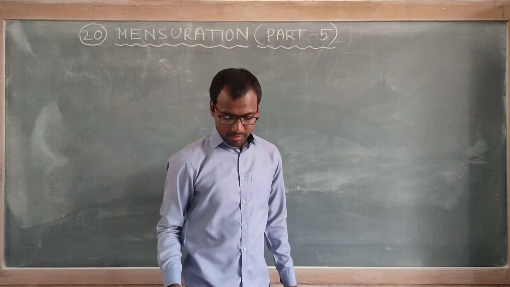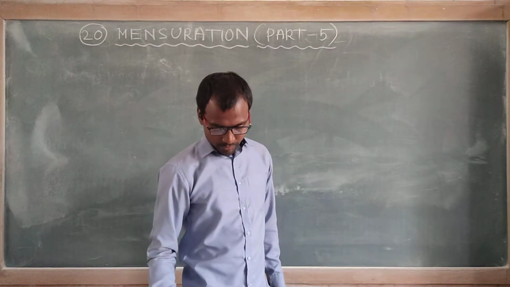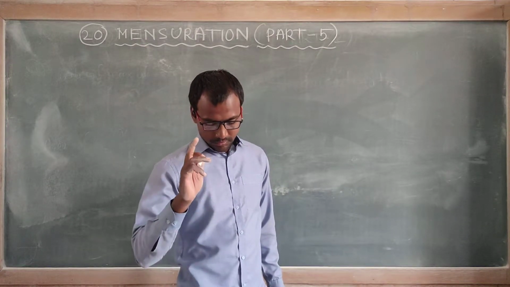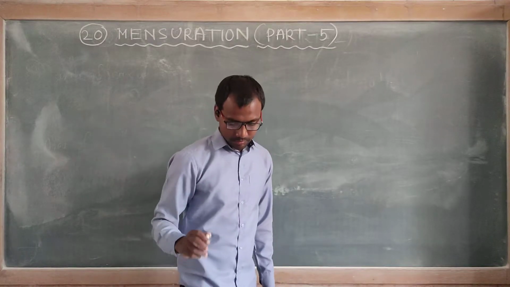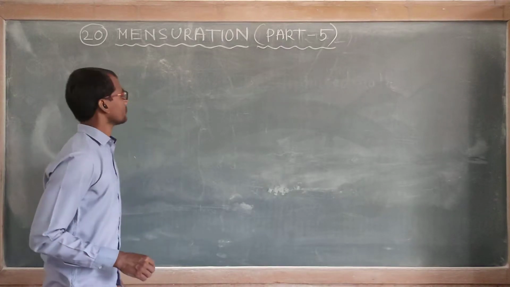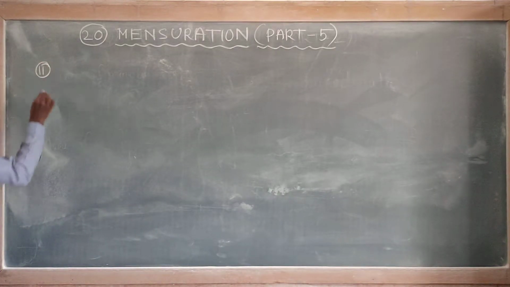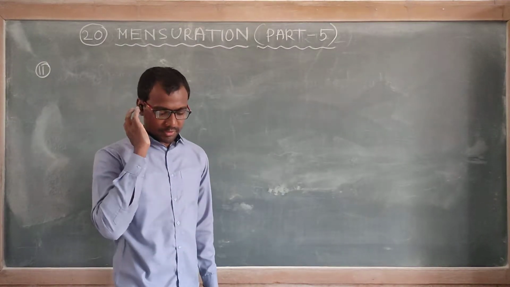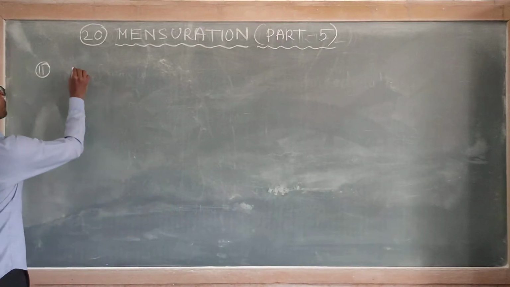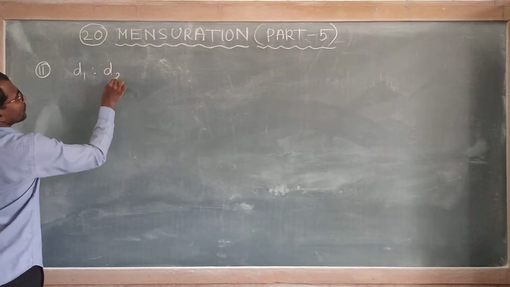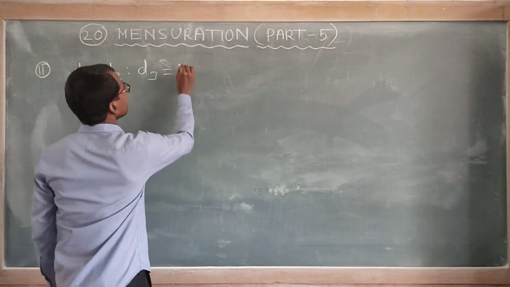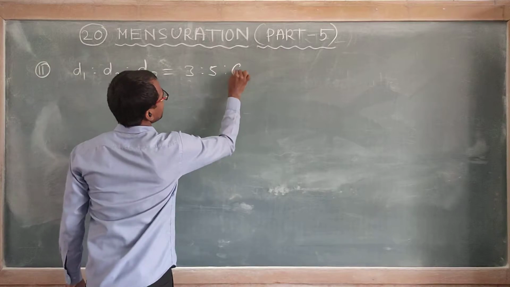Now move to question number 11. Okay, move to question number 11. The diameters of three circles are in the ratio 3:5:6. Okay, so d1 is to d2 is to d3 is equal to 3:5:6.